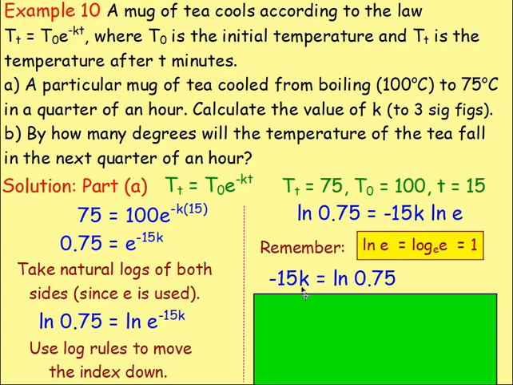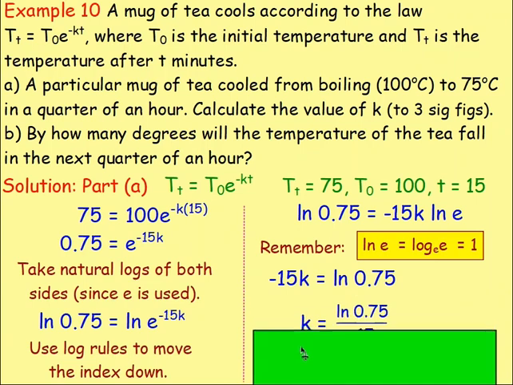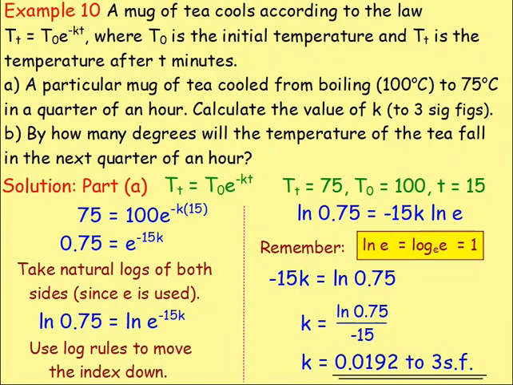Just writing it back to front so I can end up with k equals. From there, divide both sides by negative 15 and you get ln 0.75 divided by negative 15. And work that out to 3 significant figures. That will give us 0.0192.